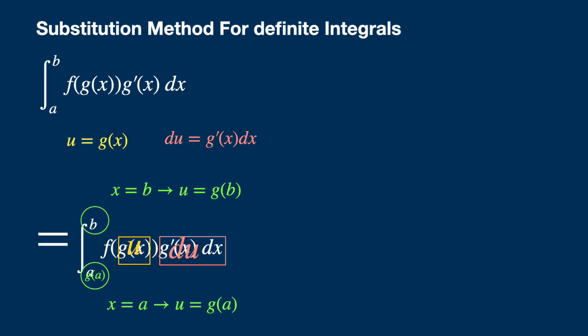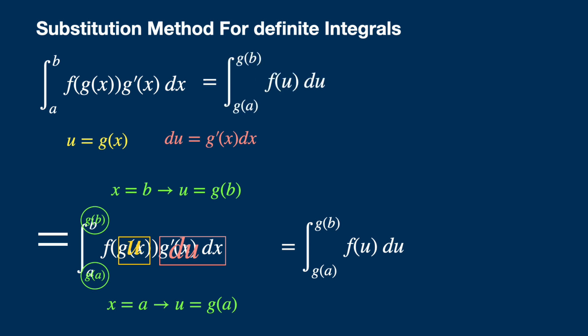Now, using the substitution method for a definite integral, you substitute everything in this integral. The lower limit is g of a, the upper limit is g of b, and the function is f of u du. Then you do the definite integral using the fundamental theorem: find the antiderivative of f of u, and plug in the boundaries. That's how we use the substitution method for definite integrals. Let's give some examples.